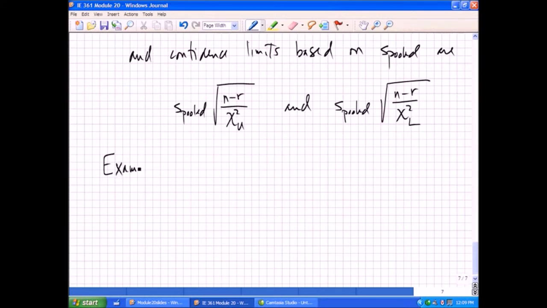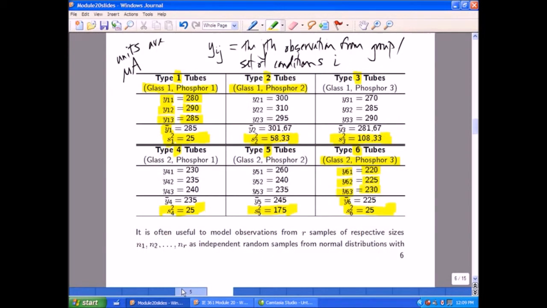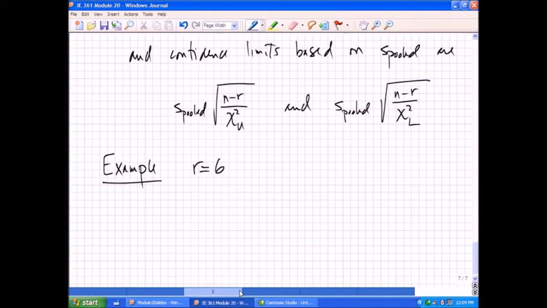If I go back to the example, and I think to myself, well, R was 6. In this example, there are 3 observations for each of those 6 tube types, so there's a total of 18 observations. So N is 18. That makes degrees of freedom 18 minus 6, or 12.